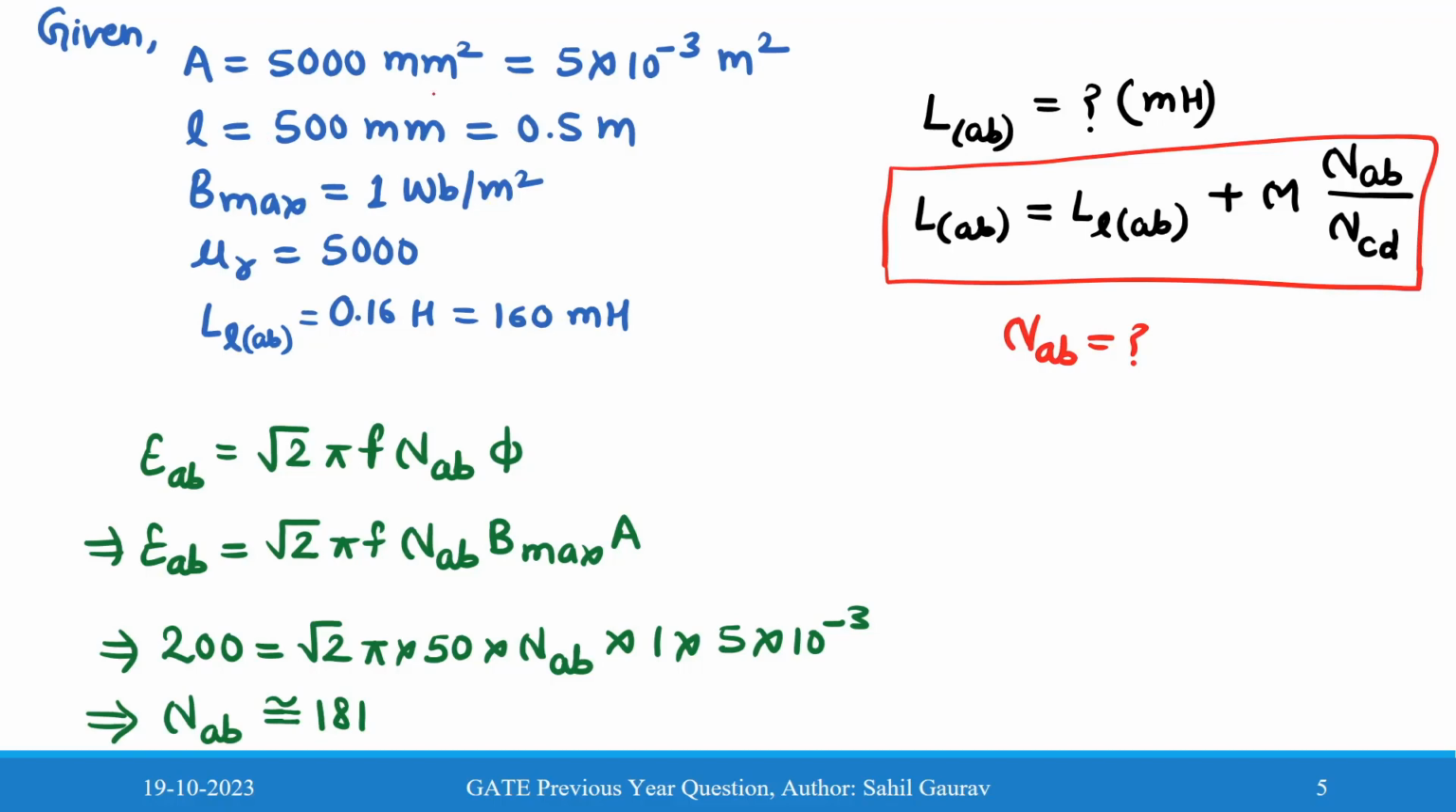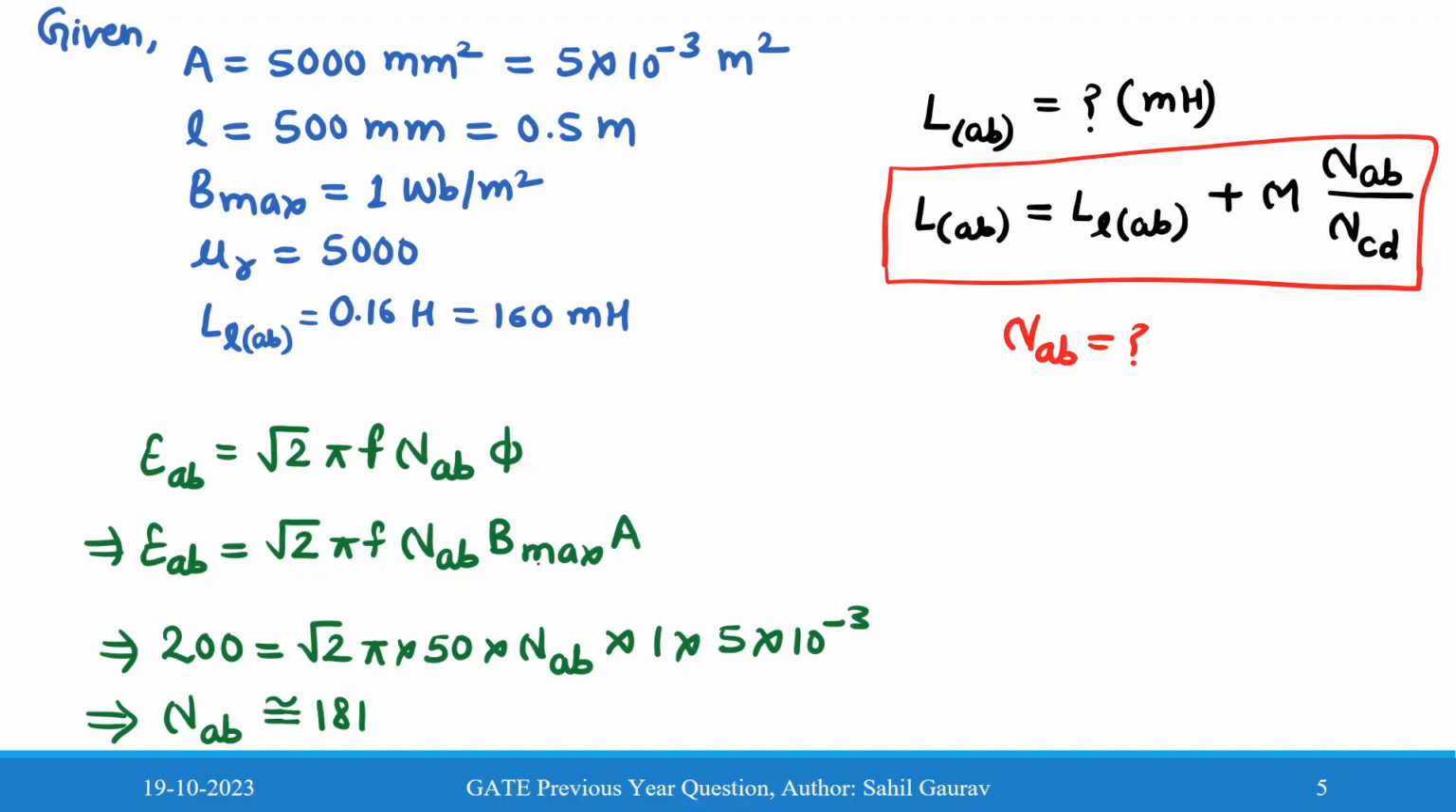The length traversed by the mutual flux is 0.5 meter, the maximum flux density is 1 Tesla, the relative permeability is 5000, and the leakage inductance, as I told you, of winding AB is given as 160 millihenry. So first we will convert this millihenry unit into henry so that there will be no confusion while solving the problem. Therefore, we can find the turns ratio of winding AB by using this EMF equation. All these things are given.